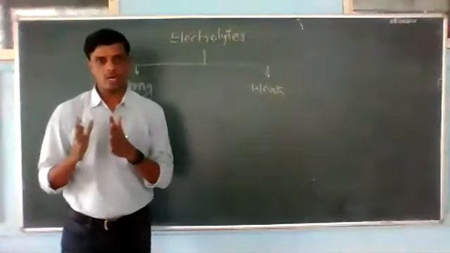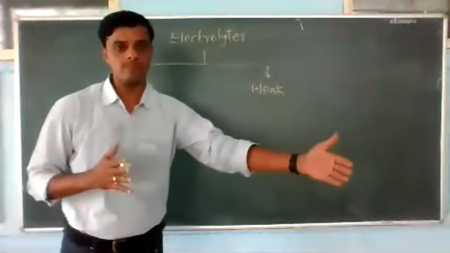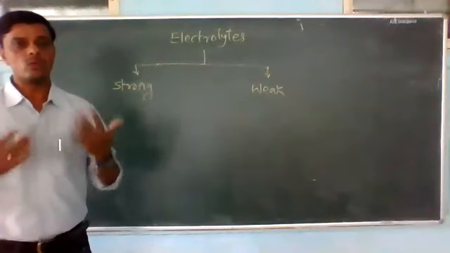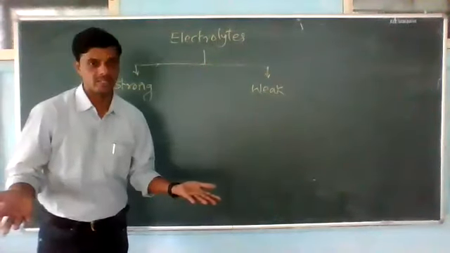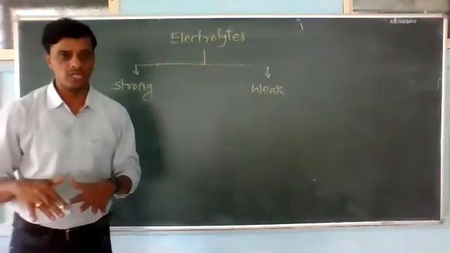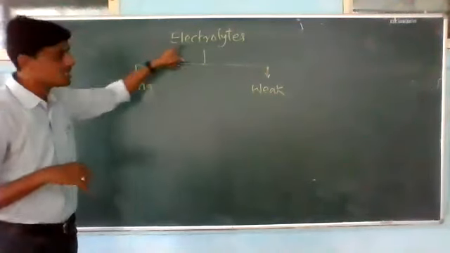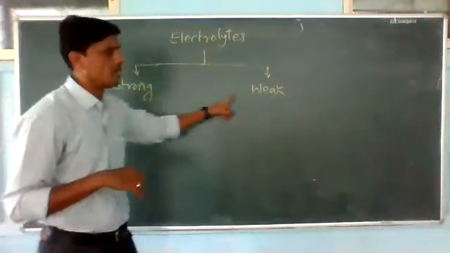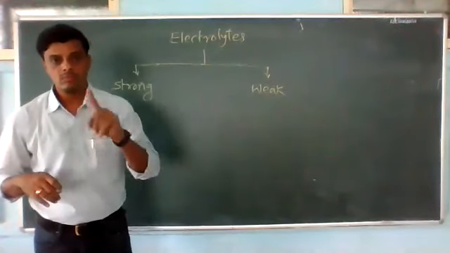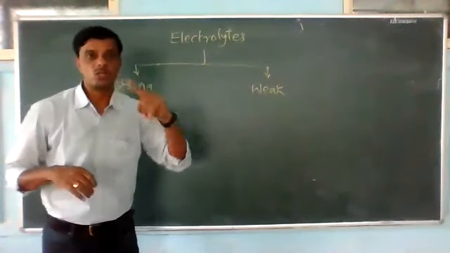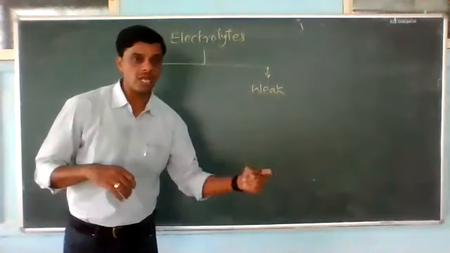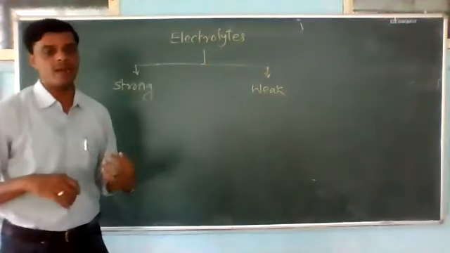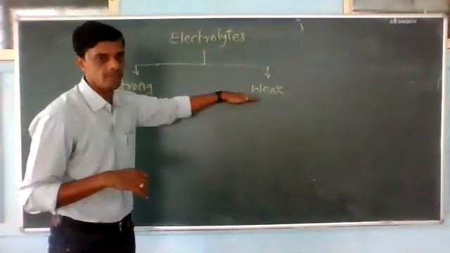Electrolytes are the substances which get dissociated in the solution, or in other words, the substances which can form ions upon dissolution in a proper solvent. Now they are categorized into two types depending upon their dissociation, whether they completely dissociate or partially dissociate into the solution.